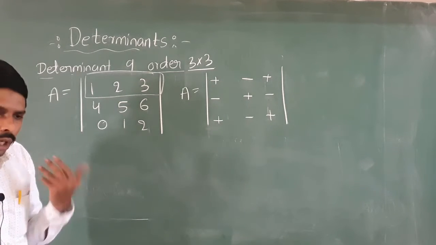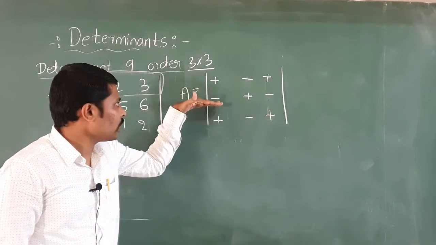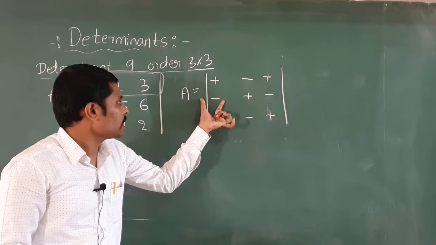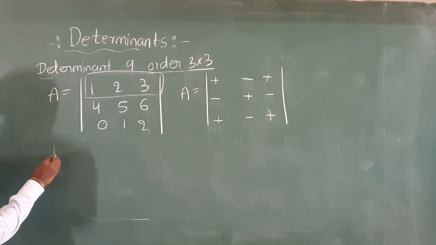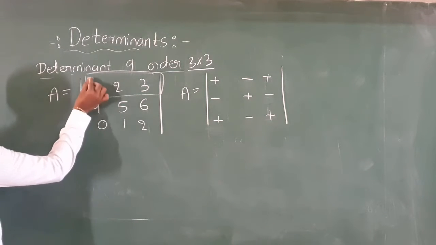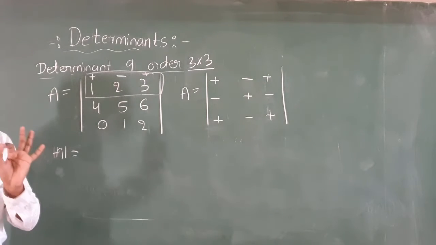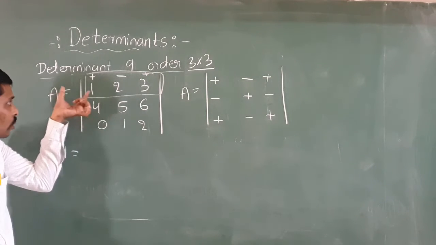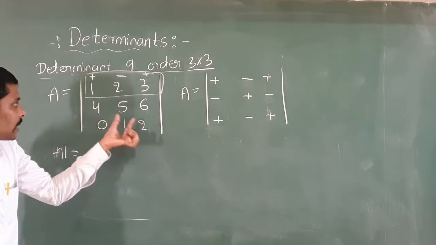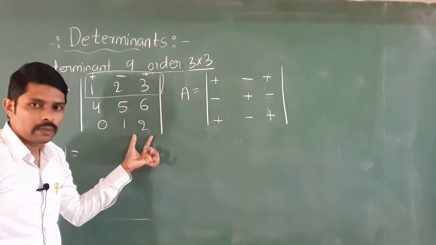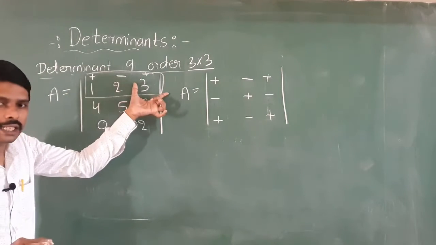You can evaluate along any row or any column, but remember the sign. If you want to evaluate along the second row, then the first element sign is minus, the second one is plus, then minus. So the determinant of A is equal to, this one is plus, minus, plus. Okay. Remember dear students, important point: whichever row you are expanding, only that sign you consider. Don't consider the sign of this one, sir, sign of this one is plus, sign of this one is minus. No. You have to consider the sign only of the row you are expanding.